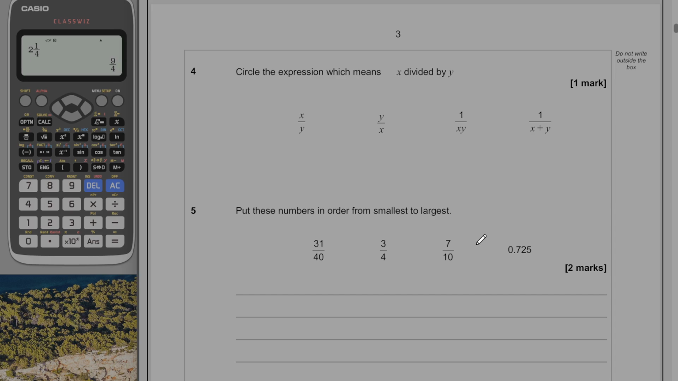Okay, question 4. Circle the expression that means x divided by y. So x divided by y, let's take the words out, x divided by y, which can be written as a fraction, x over y. So we're looking at the first option.